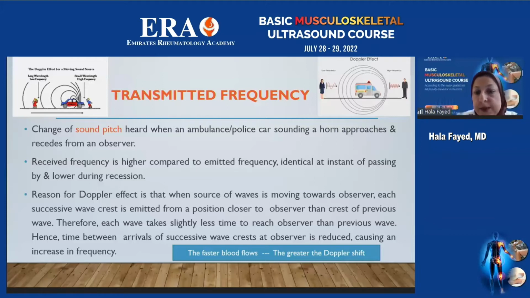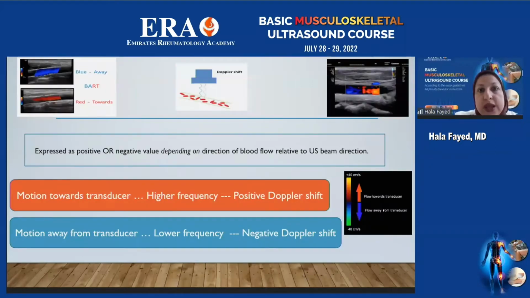So the faster the blood flow, the greater the Doppler shift. Here also we will discuss that the blood flow is expressed as a positive or negative value depending on the direction of blood flow relative to the ultrasound beam. So if the motion is towards the transducer, we'll have a high frequency, as in front of a car, so we'll have a positive Doppler effect. Motion away from the transducer, as is the case behind the car, will have lower frequency and a negative Doppler effect.